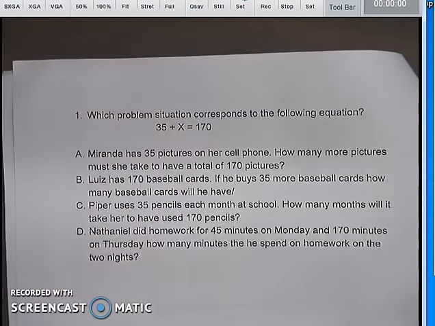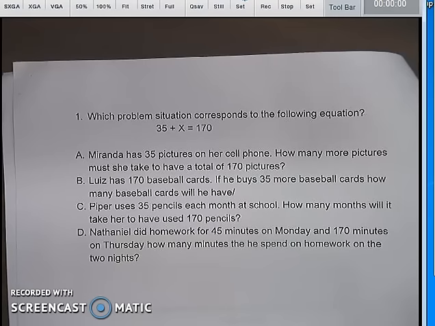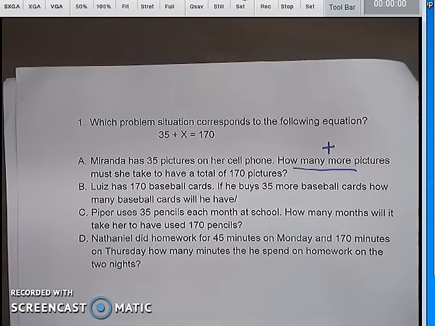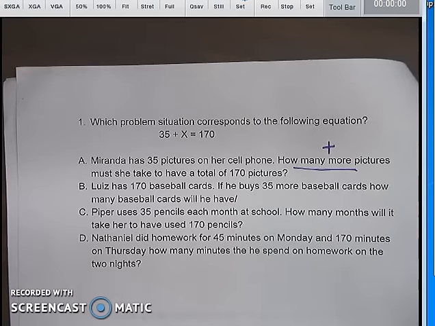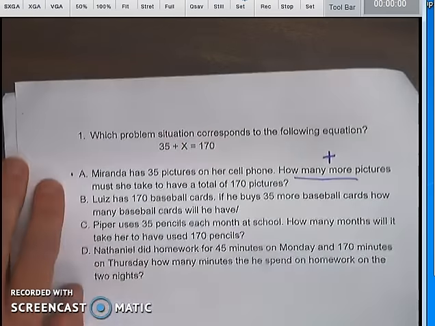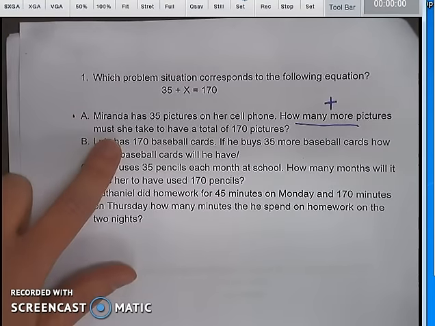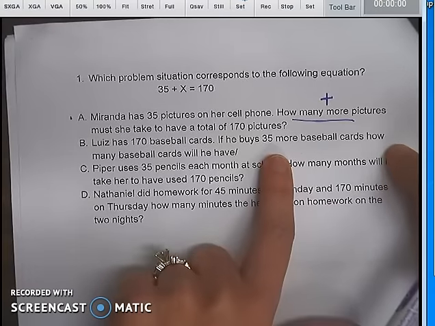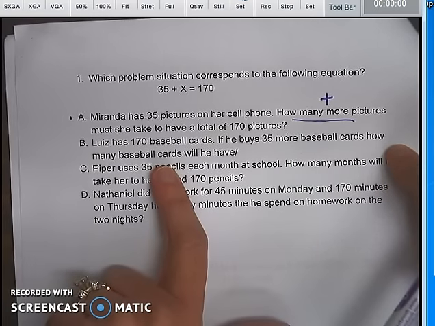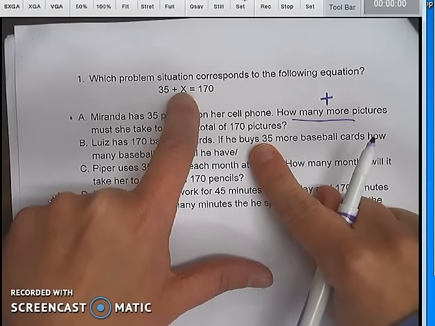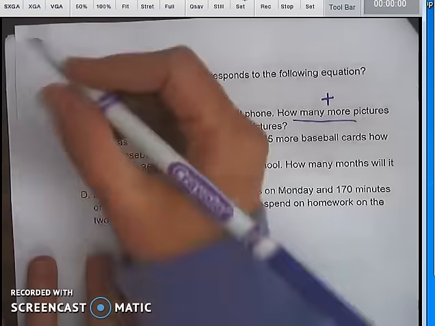Miranda has 35 pictures on her cell phone. How many more pictures, so that how many more tells me that I'm going to want to add, must she take to have a total of 170 pictures? Well, that one's looking like that might be our answer. Luis has 170 baseball cards, which would be my equal sign. If he buys 35 more baseball cards, how many baseball cards will he have? No, he's going to buy x amount more, and if he has the total of 170, so that one won't work.